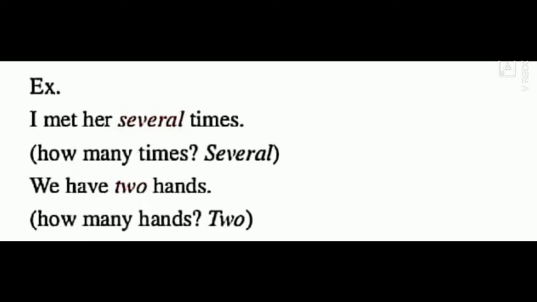As I told you before, adjective of quantity not only answers the question how much, it also answers the question how many. Look at these examples. I met her several times. How many times? Several times. So the word several is adjective of quantity. Look at the next example. We have two hands. How many hands? 2 hands. So the word two, not only two, all the numbers are adjective of quantity.